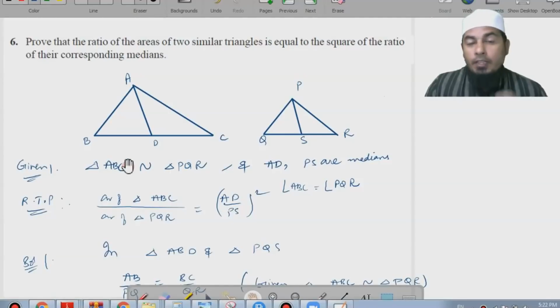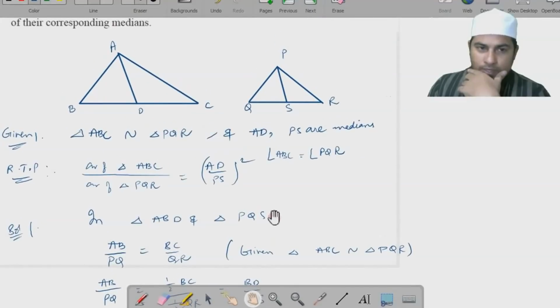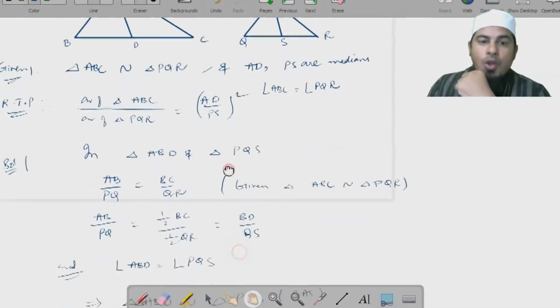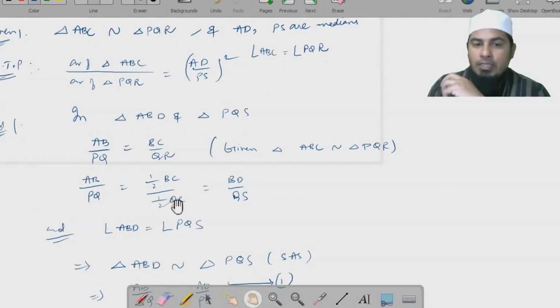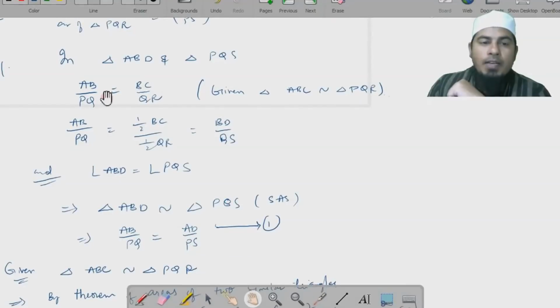Here, in order to prove this, first of all we are using the statement itself, that the ratio of the areas of two similar triangles is equal to the square of the ratio of the corresponding sides, and we are proving that triangle ABD and triangle PQS are similar. AB by PQ is equal to BC by QR, given, because these two triangles are similar, so their corresponding sides will be in the same ratio. Dividing half BC by half QR will be equal. Half BC is BD because AD is the median. So the two corresponding side ratios are the same, and the included angle is equal. These two triangles are similar.